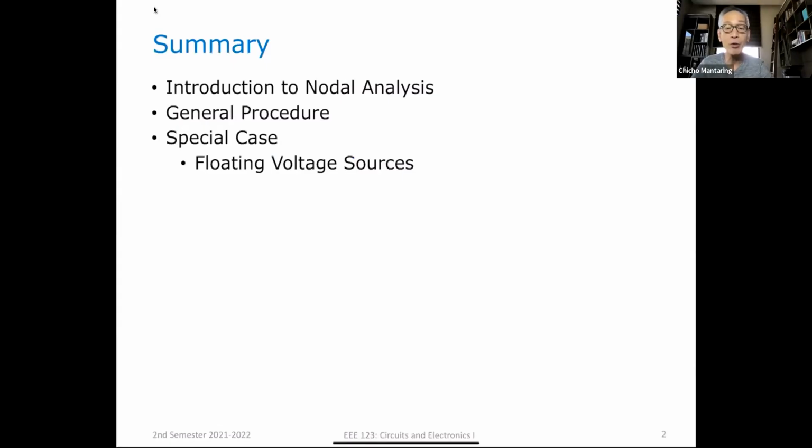And then after that, I'm going to take up one special case with you. And that is what happens when you have what is called a floating voltage source. And then on Thursday, we're going to take up two other special cases when you have controlled sources and when you have floating controlled sources.